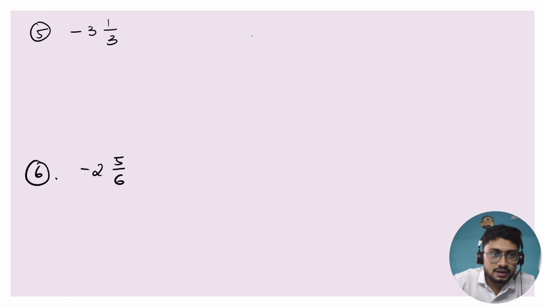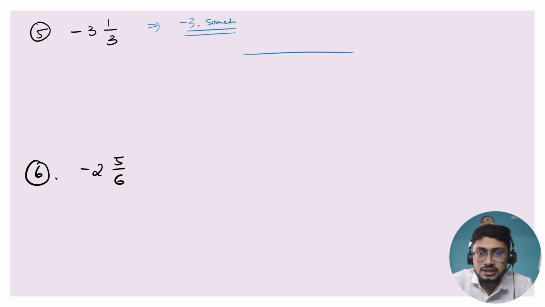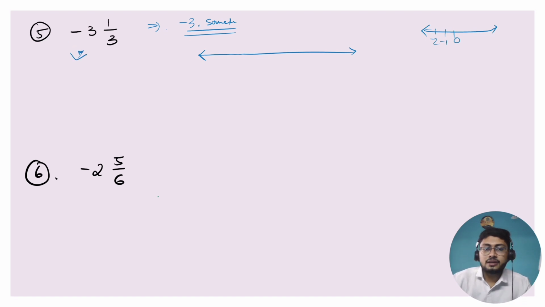Again, for this number, you might be considering the successor of minus 3, minus 2, no. This time you have to go like this. Why? Because your number is minus 3 point something. Minus 3 point something means it's between minus 3 and minus 4, not minus 3 and minus 2. And your number line is going from right to left this time. Why right to left? 0, minus 1, minus 2. So your number is between minus 3 and minus 4. Why minus 3 and minus 4?